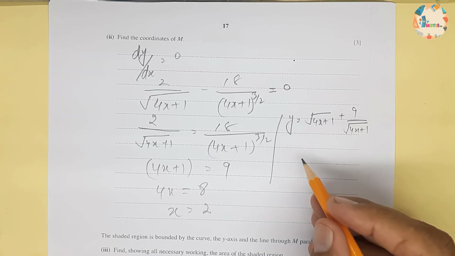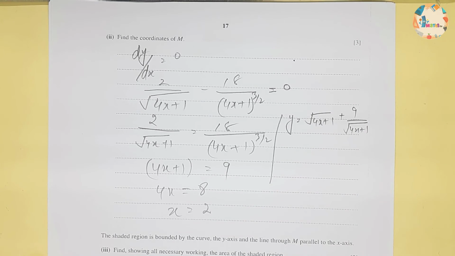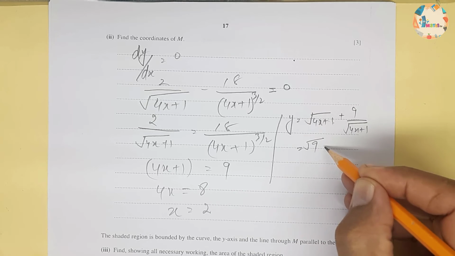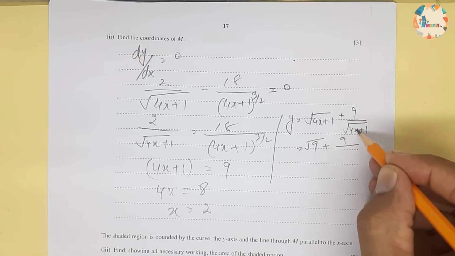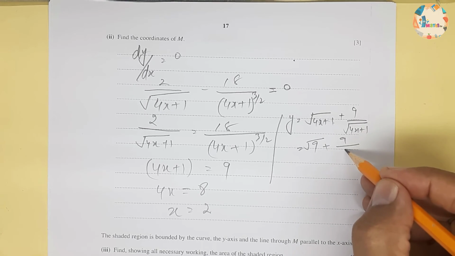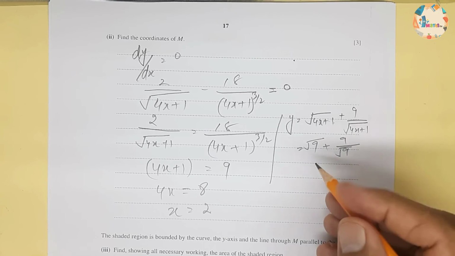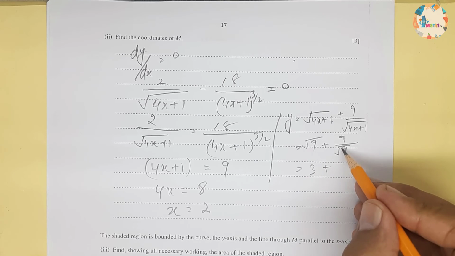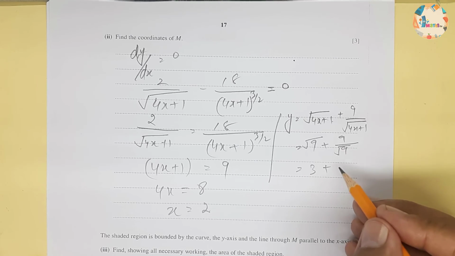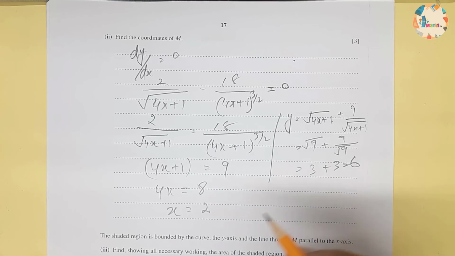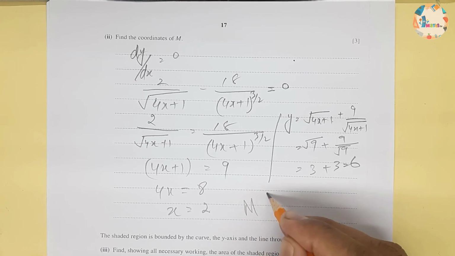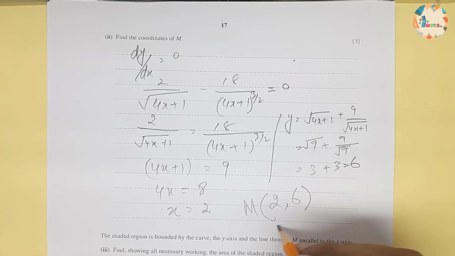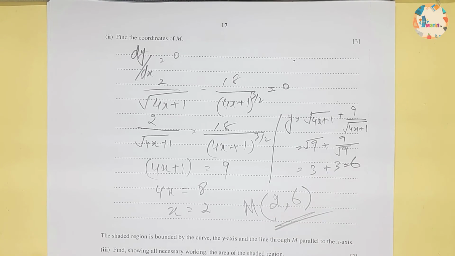In this equation we will be replacing x equal to 2, so this will be 8 plus 1, which is 9 under root, plus 9 over, this will again be 9 under root. So we will get 3 plus 3, which will be equal to 6. So the m point will be, x value will be 2 and y value will be 6. So these will be the coordinates of m.